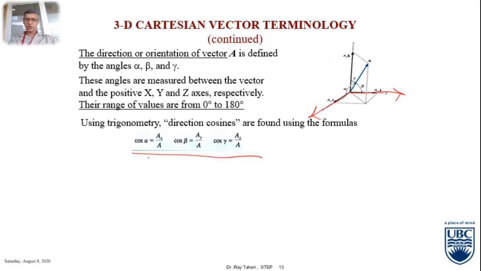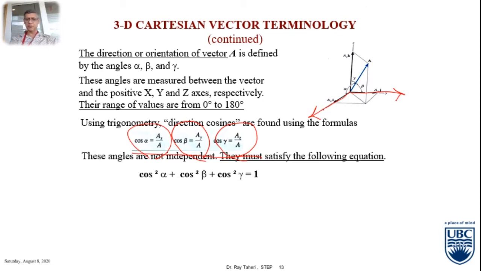And needless to say, the square of this plus the square of this plus the square of this is equal to 1. It's a very simple calculation. If I square that, it becomes ax squared divided by a squared. The square of cosine beta is ay squared divided by a squared, and az squared divided by a squared. So ax squared plus ay squared plus az squared is equal to a squared, and the end result is a squared divided by a squared, which is equal to 1.